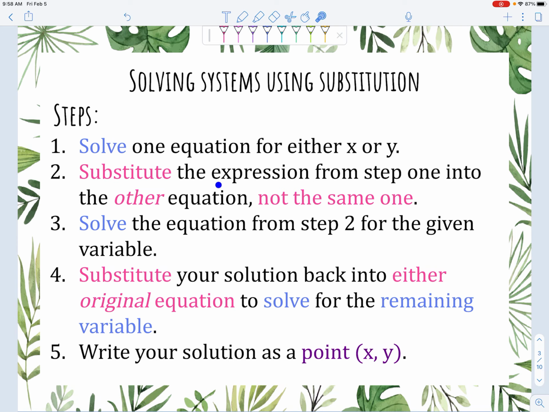Then what we're going to do is take that expression, the algebraic expression, from step 1, and we're going to substitute it into the other equation. This is really important. We're substituting it into the other equation, not the same one. At this point, we should have one equation with only one variable. Either it's going to be y's or it's going to be x's. So because we have one variable at this point, we should be able to solve for the value of that variable. Then once we have that, we're going to substitute that solution into either original equation. At this point, it doesn't matter which one you substitute that number into, and then you can solve for the value of the remaining variable.